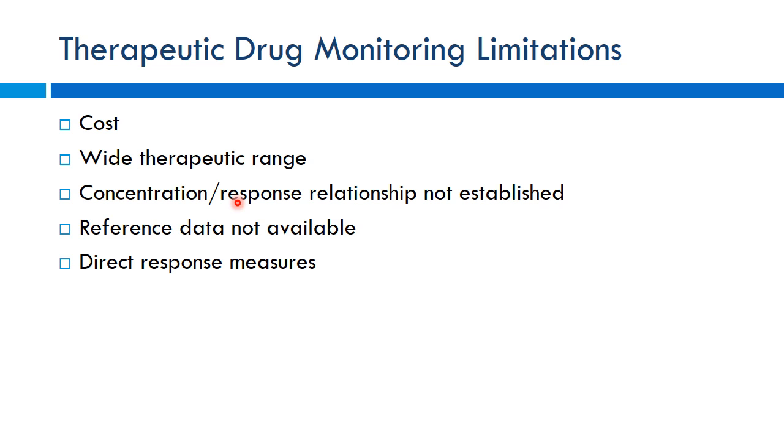So again, this can be incurring extra costs. So you need to make sure that relationship's there. Looking for reference data that can kind of back you up to say, well, this is the range we should shoot for. And then again, if you have other direct response measures, follow those first, right? So if you're looking at blood pressure medication, look at the blood pressure first, right? You don't have to get levels for that kind of thing.